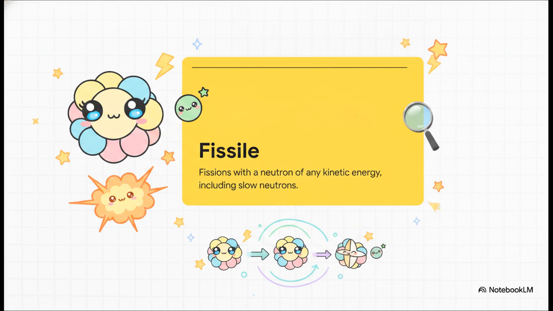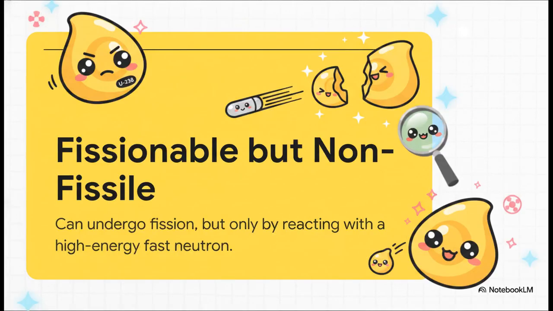If a slow-moving neutron merely taps it, it splits, releasing a massive amount of energy and tossing out more neutrons to keep the chain reaction going. It is incredibly easy to split. Now, the second term is fissionable but non-fissile. These materials can undergo fission, meaning yes, they can split, but they are incredibly stubborn. A slow neutron just won't do the trick here. They absolutely require a high-energy, fast-moving neutron to literally force them to split apart. They need a running start, so to speak.